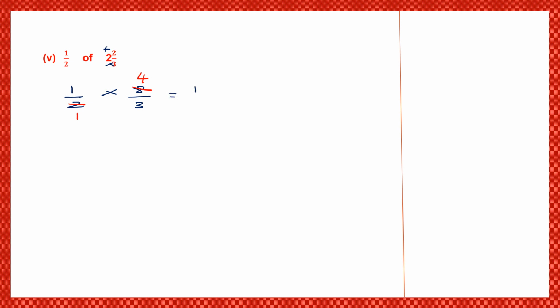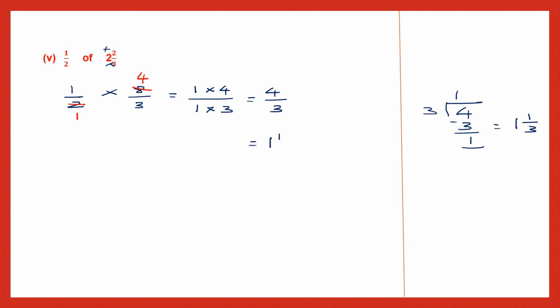In the numerator we have 1 into 4, and in the denominator we have 1 into 3. So this is 4/3, an improper fraction. So let's convert it to a mixed number. 3 ones are 3, minus 1. So this will be 1 1/3. So what is our answer here? 1 1/3.